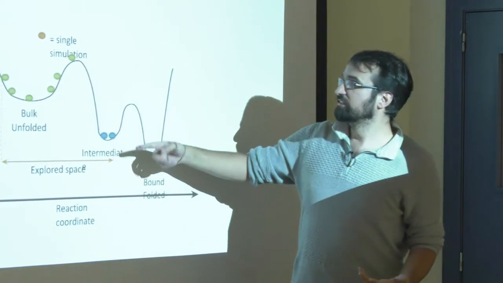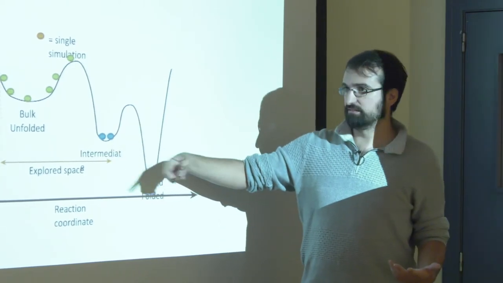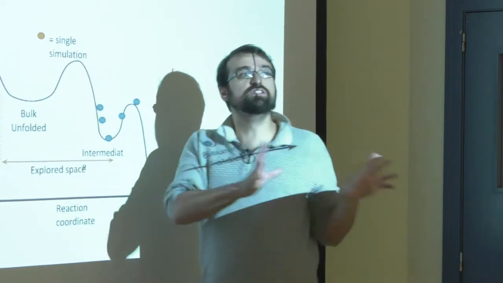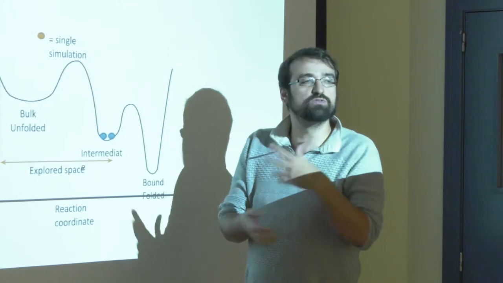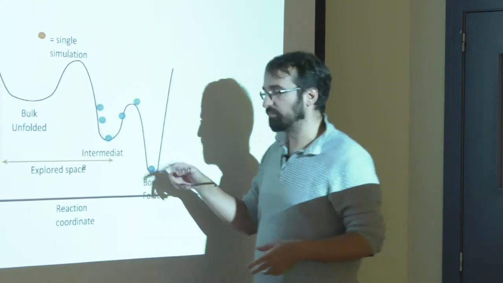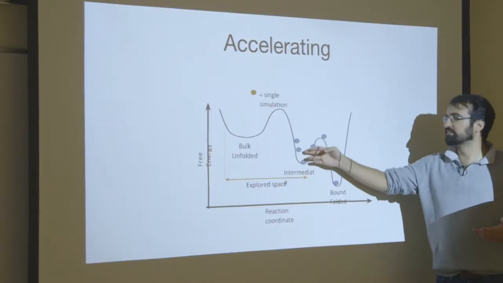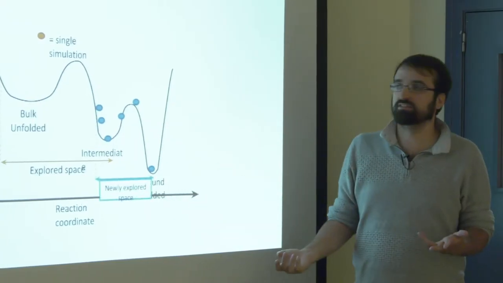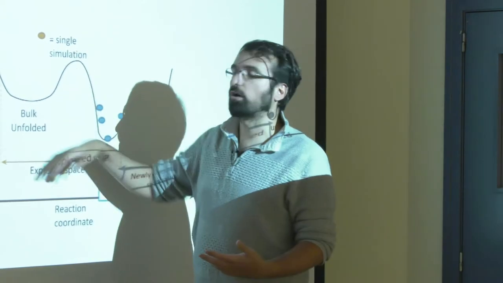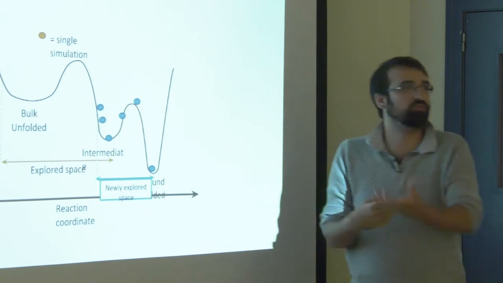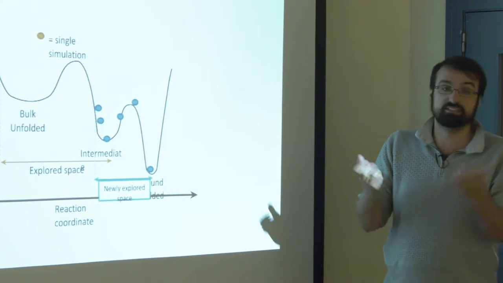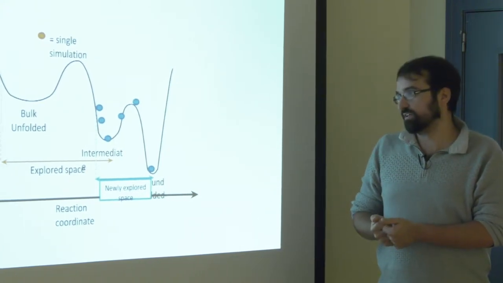So what we can do then is start more simulations from this site, okay? Because this is already explored space, I already know where this is. I want to know more, okay? So from these low populated states, we can start simulations, and this allows us to get to the bound state much faster, okay? So the newly explored space, based on previous knowledge: if you can stop the simulations, look at them, analyze them, and then move forward, it allows us to be intelligent in a way and explore the conformational space, in this case the binding space, in a more clever way.